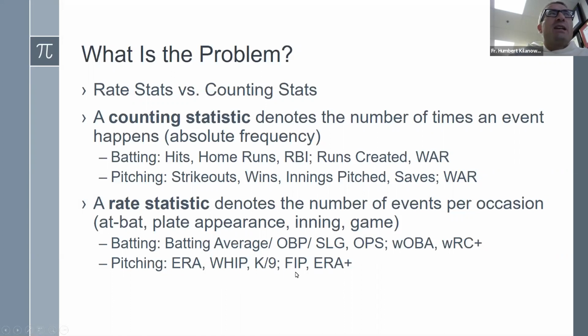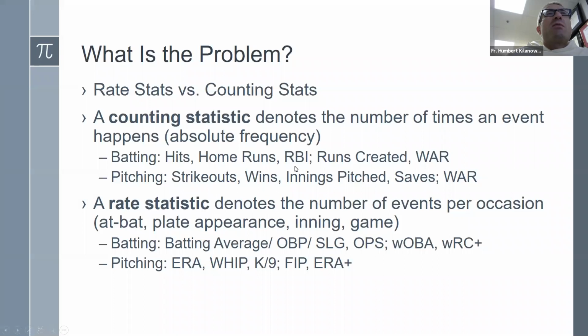Newer statistics are the fielding independent pitching. What are the events that the pitcher does, namely strikeouts, walks, and home runs allowed, that have nothing to do with the fielding or the defense behind them? So things you can attribute only to the pitcher. Or ERA plus is another normalization to the league average.